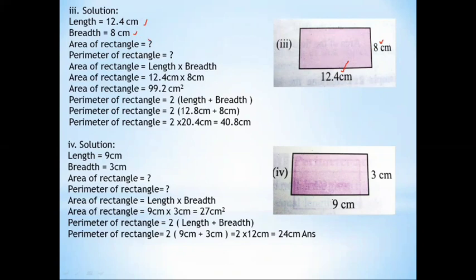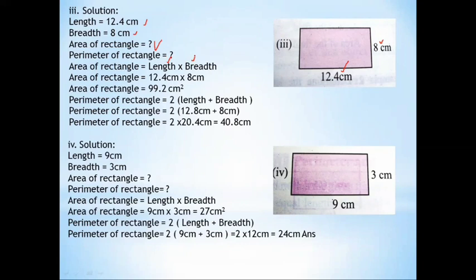Area of rectangle is what we have to find, and it is equal to length multiplied by breadth.